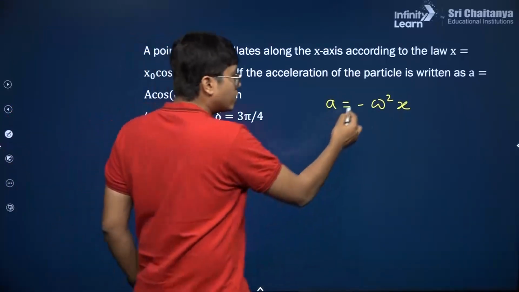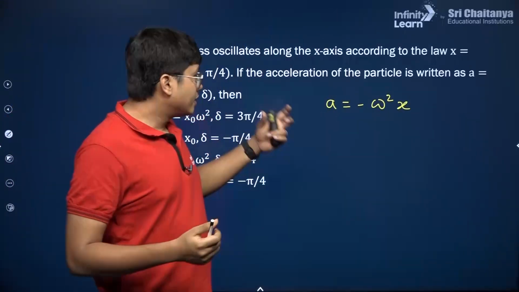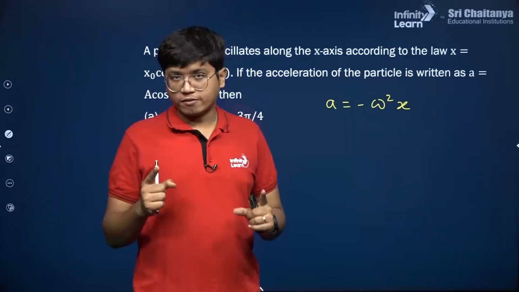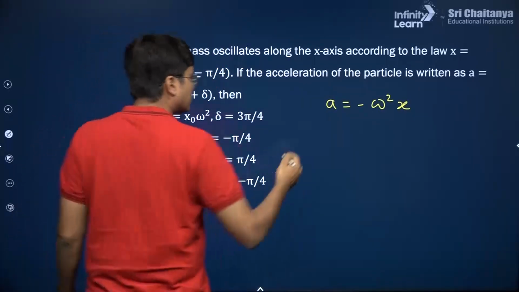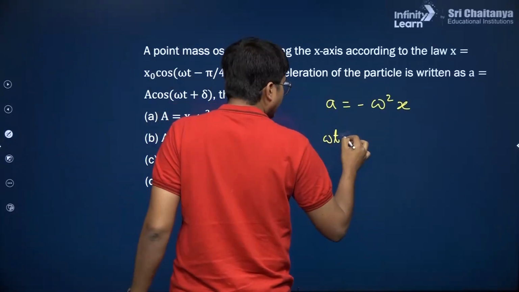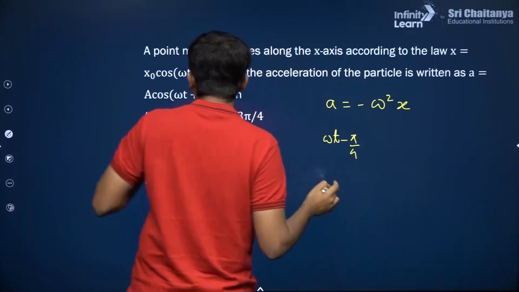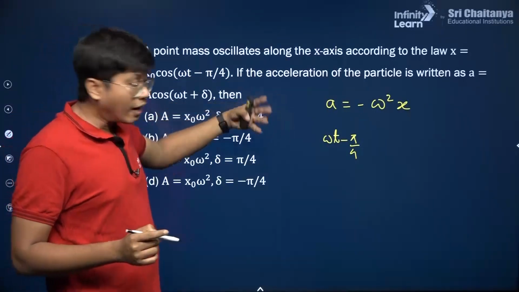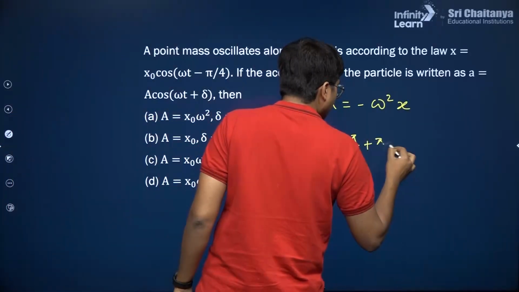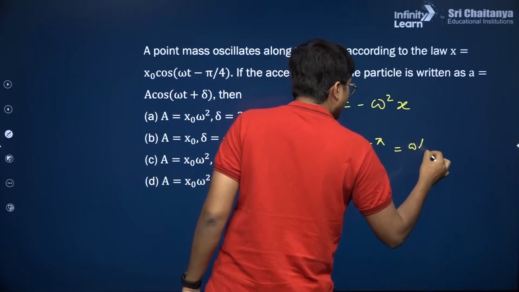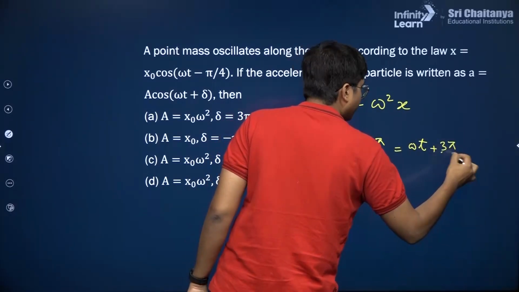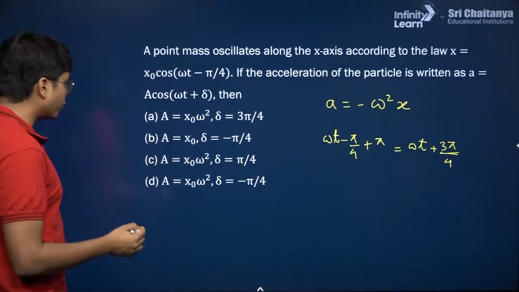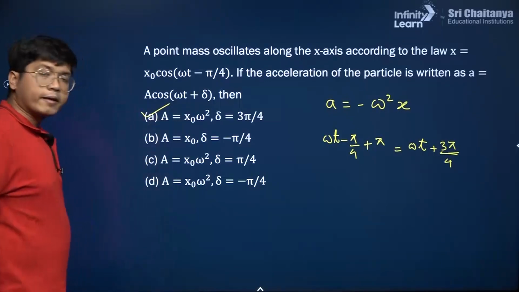Now see, here we have this negative sign, which means the phase difference between x and a is pi. There is a pi phase difference. So if the argument of x is omega t minus pi by 4, then for the acceleration you'll have a phase difference of pi. If you add plus pi over here, you will get omega t plus 3 pi by 4, which means the delta that you want is 3 pi by 4. So our correct option is option A.